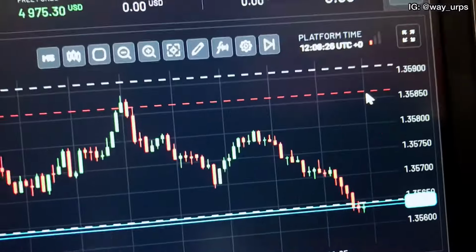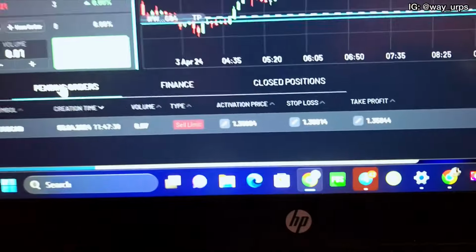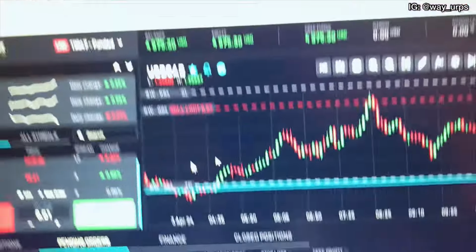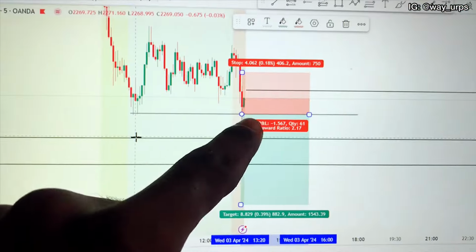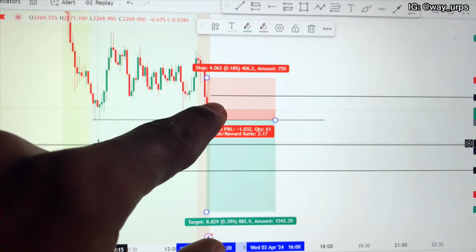So I'm looking for the market to tap here and drop. And I've entered this order everywhere. This is the pending order here, sell limit. Let's see how it goes. I'm definitely going to leave it in the sell, but it is so close to my stop. Let's hope it doesn't. I'm seeing it rejecting.